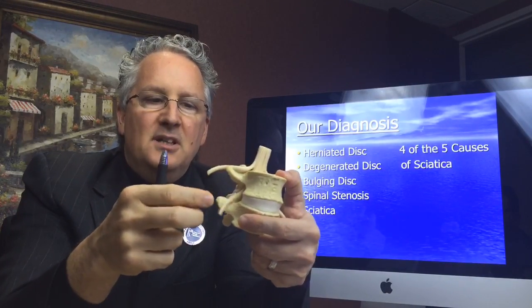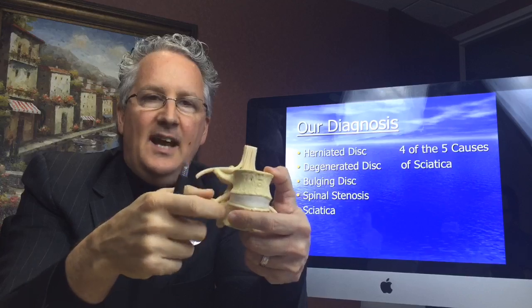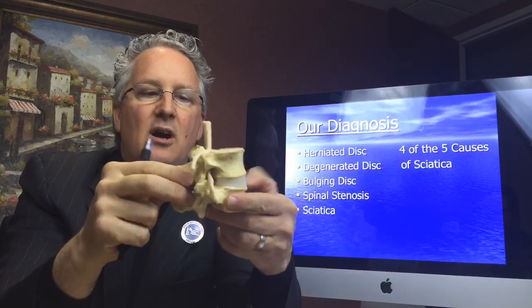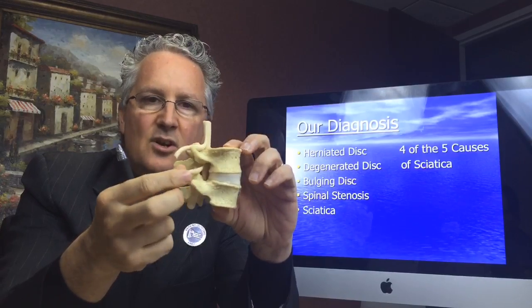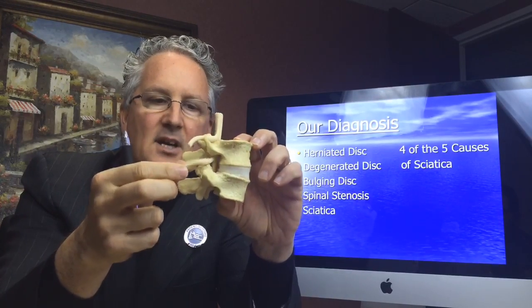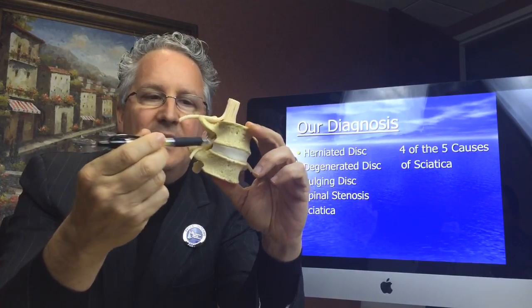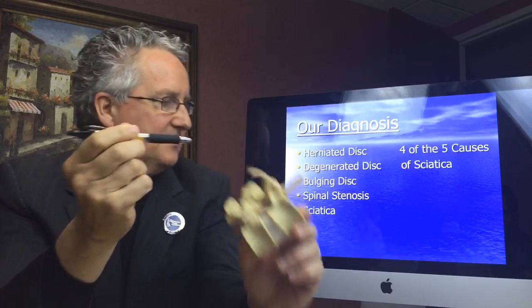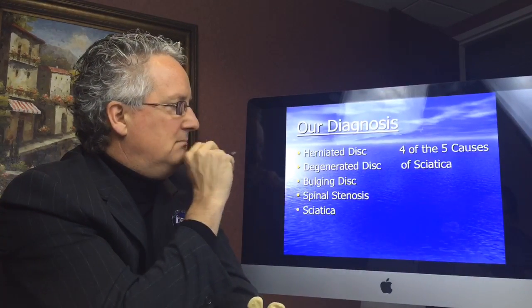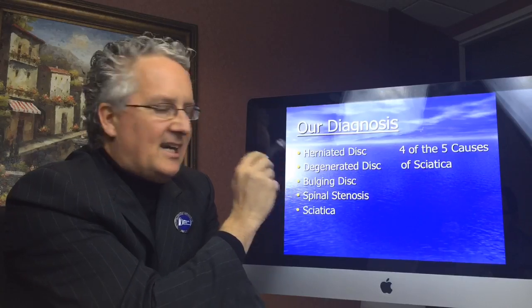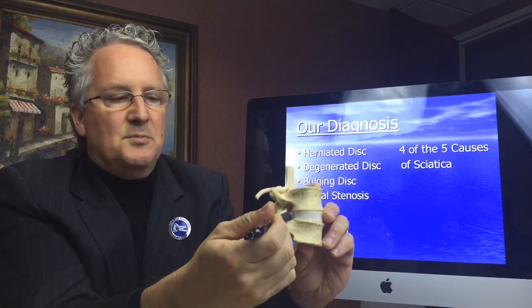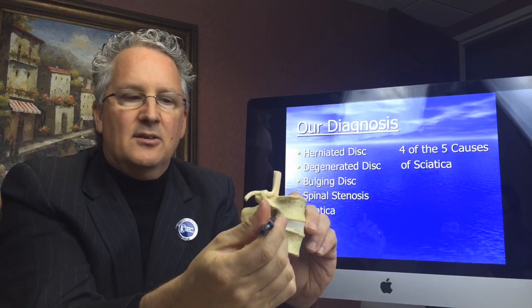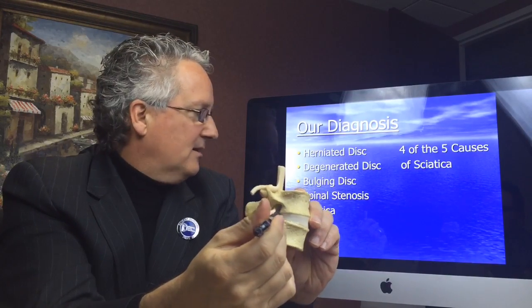Sciatica is a pinching of the nerve as the nerves exit from the spine. So when we do our MRI, we're looking in the space where the nerve comes out of the spine, and we're looking to see what's happening inside that space. In his particular case, he had a herniated disc. The herniated disc is where the disc material pushes into the spinal canal and pinches the spinal nerve.